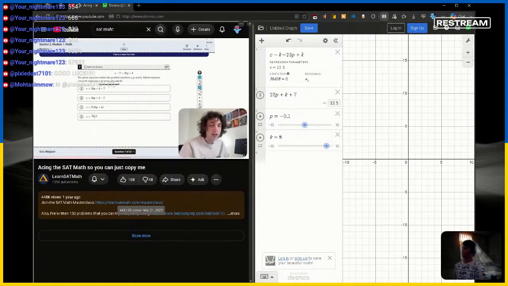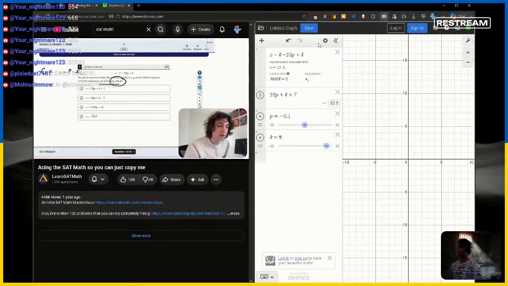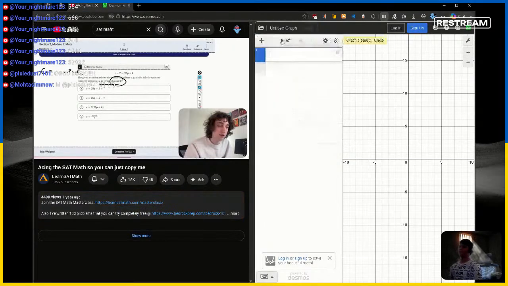Which equation expresses C in terms of P and K? When they say C in terms of P and K, that means we want C equals some expression with P and K, like we want C isolated on its own side of the equation. Oh! I may not have a brain, gentlemen, but I have an idea. Which is plus 7. So 7 goes here. So it's the first one.